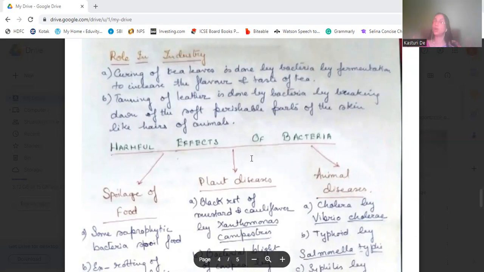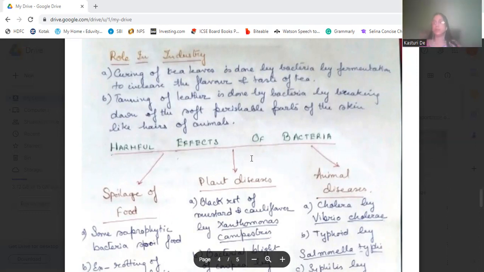Curing of the tea leaves, that is the flavor and the taste of the tea leaf which we get, is done by fermentation, and this fermentation is done by bacteria. So bacteria is used here for curing of the tea leaves to get the flavor and the taste of the tea. Then tanning of leather.